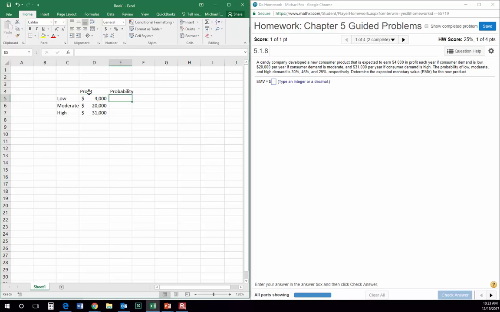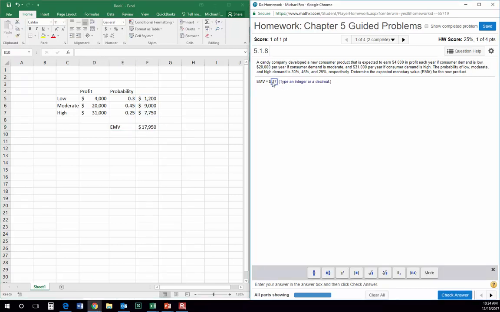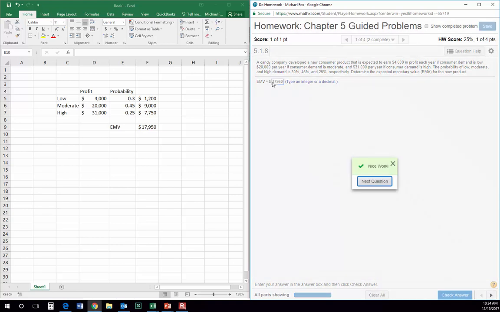The probability of low is 30% or 0.3, moderate 0.45 or 45%, and high 0.25. And then we just multiply it out. So the profit times the probability. Do that for all three of them. And our expected monetary value is simply the sum, or 17,950. Piece of cake.